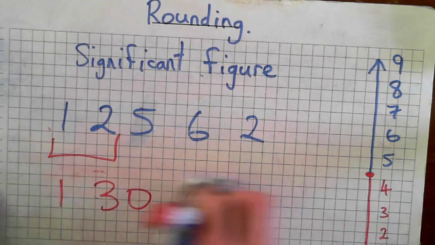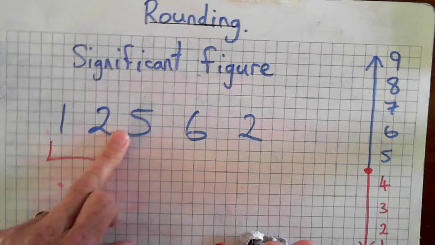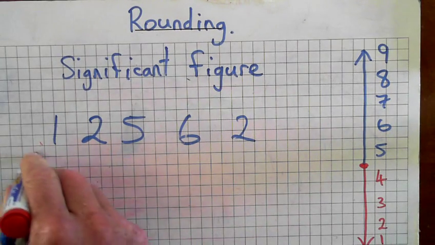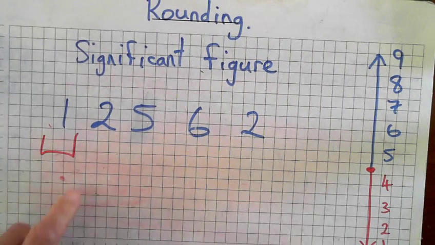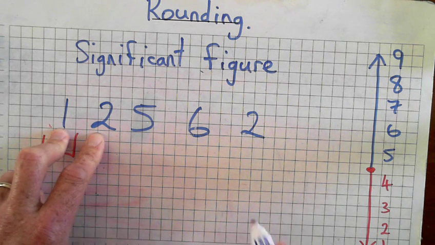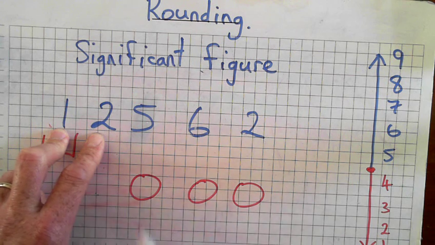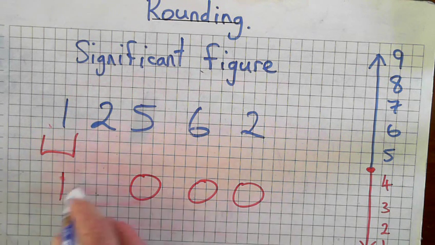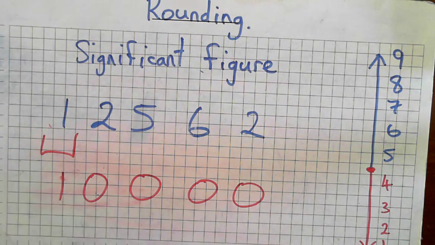Okay, and then 1 significant figure. Alright, so we write down 12 is the number that we have to round to the nearest 10. 12 is the number, it becomes 10. Okay?